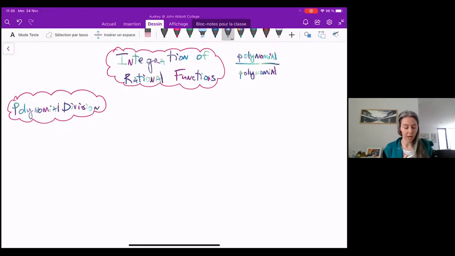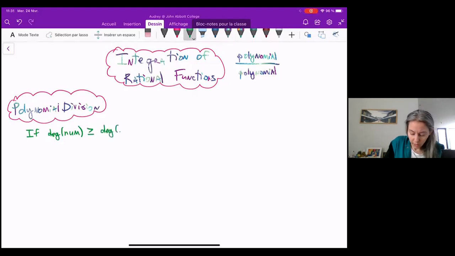The first thing that we want to think about when it comes to integrating them is polynomial division. So if what we have is a rational function where the degree of the numerator, so remember the degree of a polynomial is the highest power. So if the degree of the numerator is greater than or equal to the degree of the denominator, then we're going to need to divide.